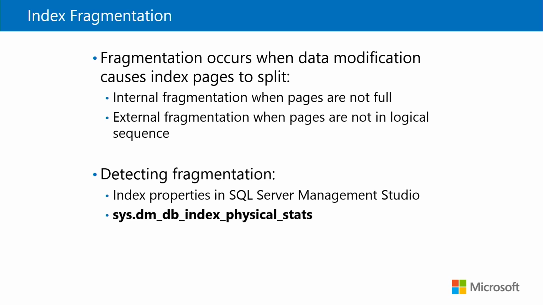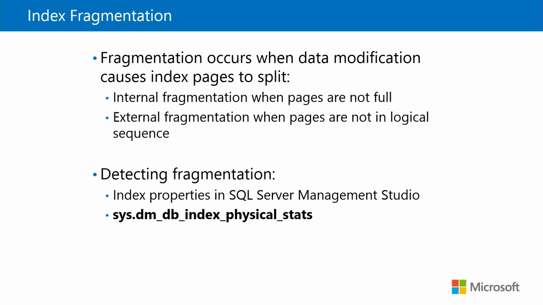And that's an expensive operation. So what we can do is just put the row at the end of the index, and that's going to cause what they call external fragmentation, because now the data is not in the logical sequence.